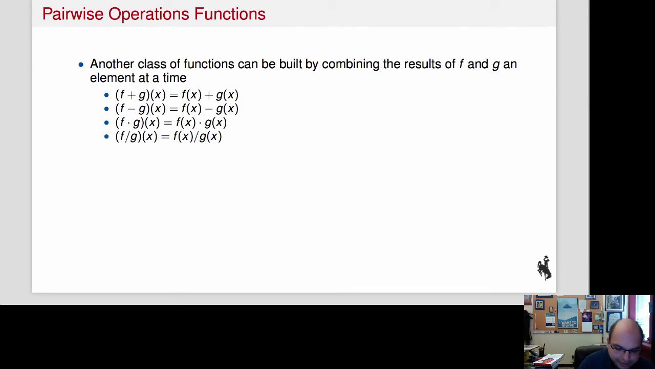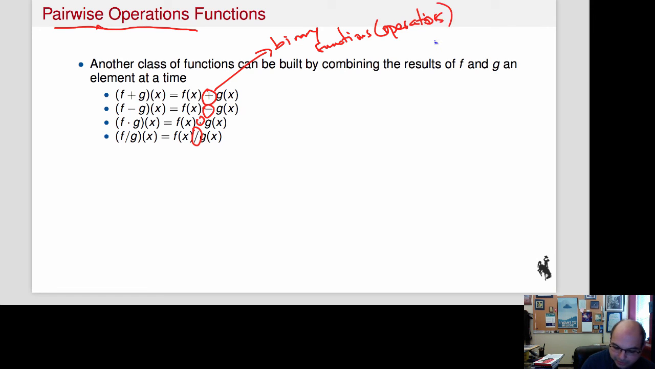Let's move on to another way to build functions. And this way is something that we really didn't do for relations. This is new. This is to define functions by pairwise operations, right? So what I have is some function like plus, minus, times, divide. All of these are binary functions, right? Or operators. You can think of them as arithmetic operators, right?